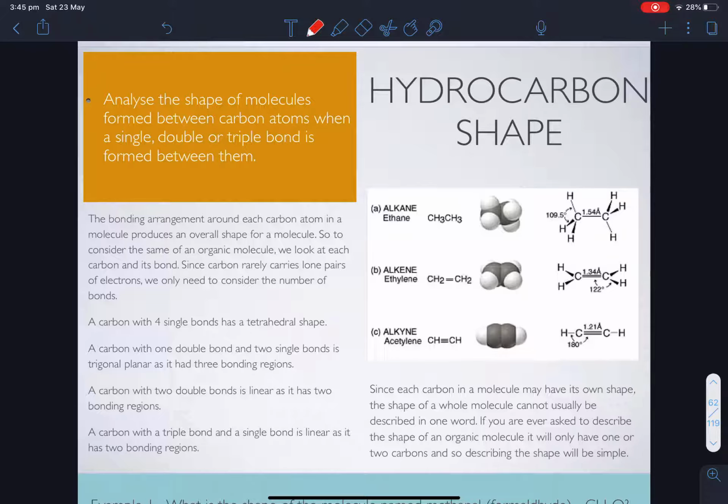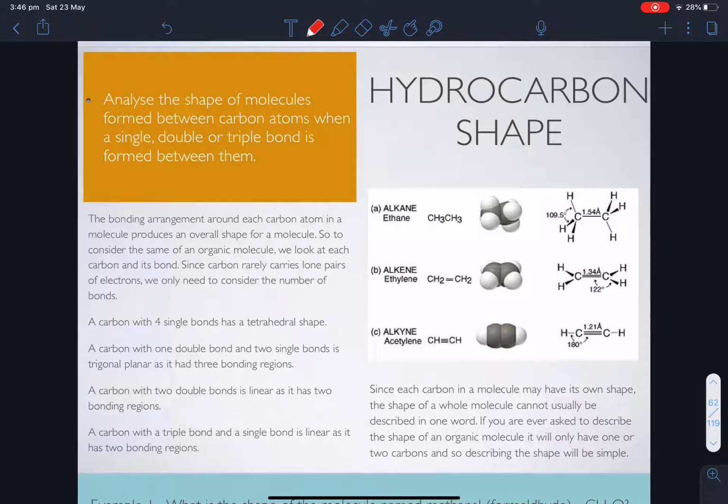So when we're talking about the shape of organic molecules, we're talking really about the shape around a carbon center, any particular carbon. We can't talk about the shape of a whole molecule unless it's a really small molecule like methane, where there's only one carbon center. It's no use talking about the shape of hexene. It will be varied and in between. You have to look at the shape around each carbon.